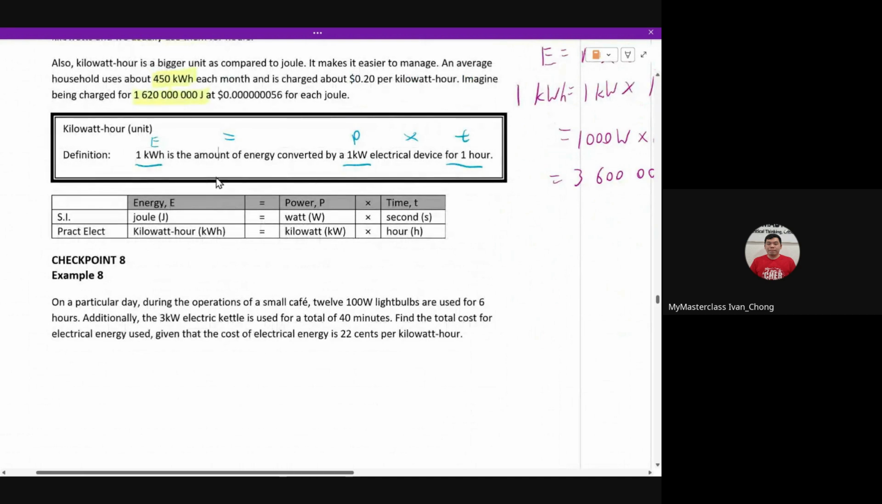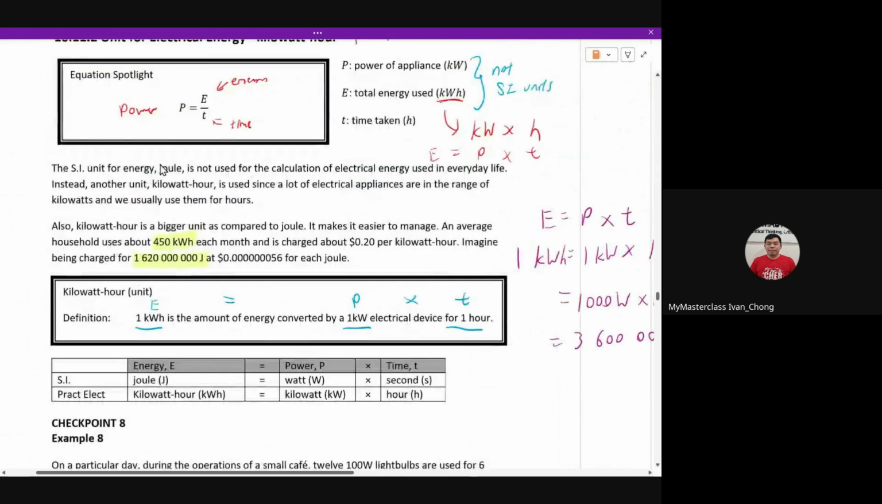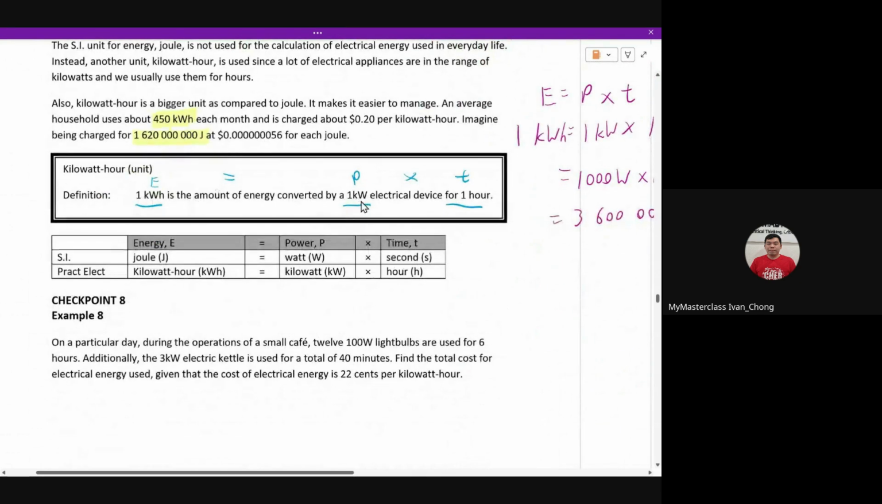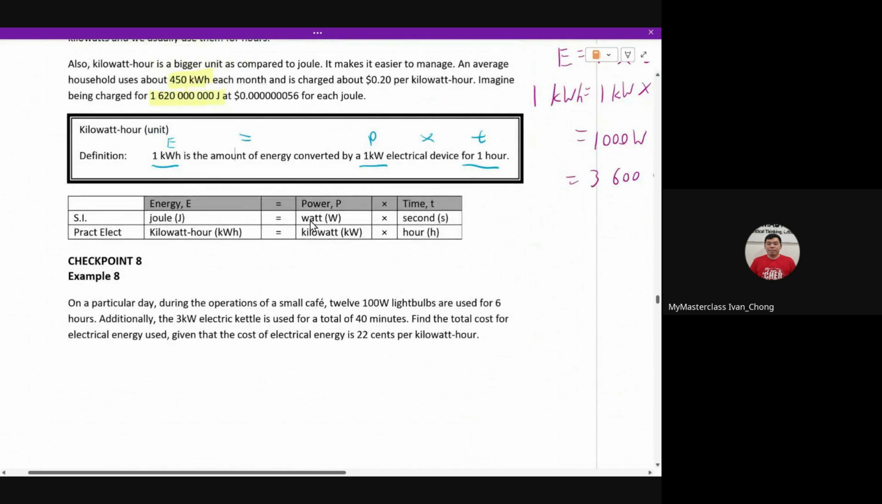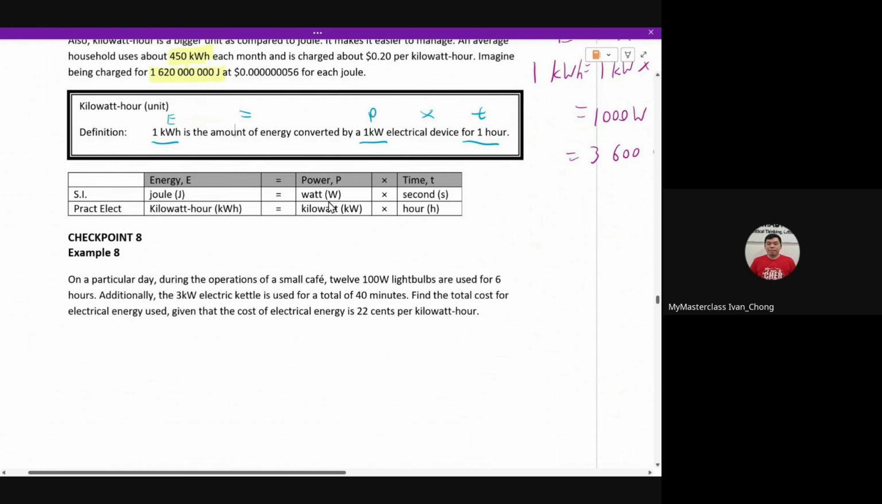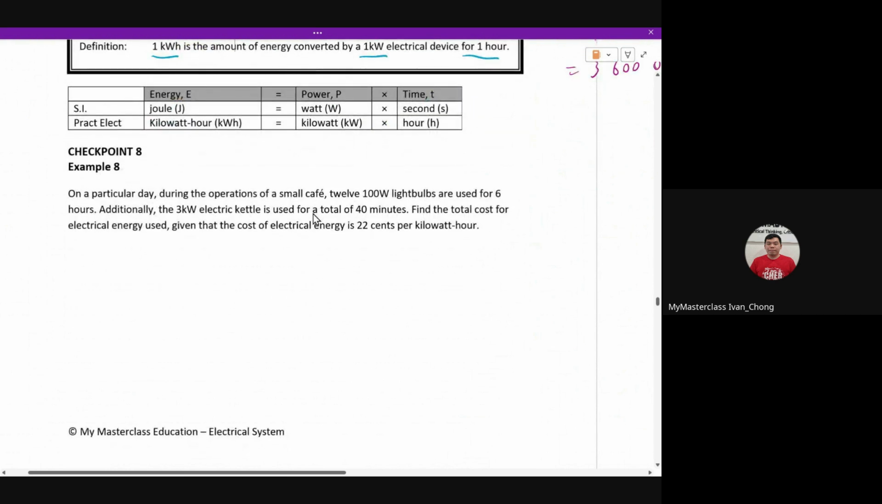If you ever see these kinds of things, don't just repeat energy is blah, blah, blah. It's just the amount of energy converted over this amount of time. The SI unit by right should be joules, in watts and seconds. All right, this is watts, not weight. Do take note. So let's take a look at how we solve this kind of question.